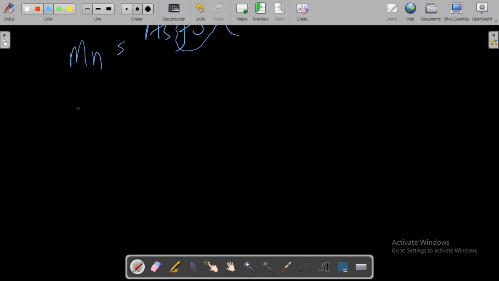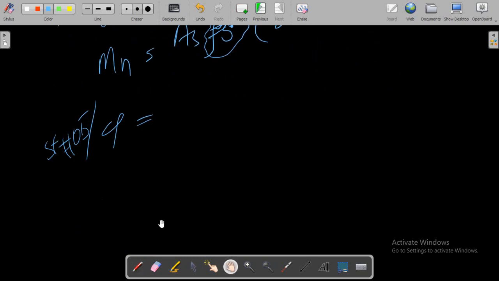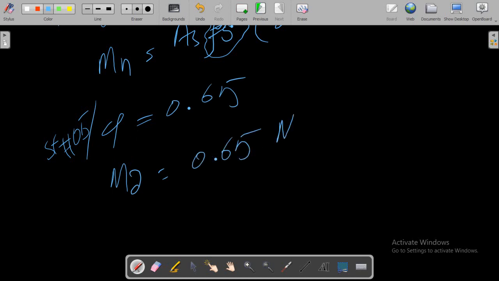After this, as we know the section is over reinforced, the phi factor, this is step number 04 and this is step number 05, right? So the phi value will be 0.65 because this is an over reinforced section. So the Md, that is the design capacity, will be 0.65 times that value of Mn. These are the steps which we will follow.